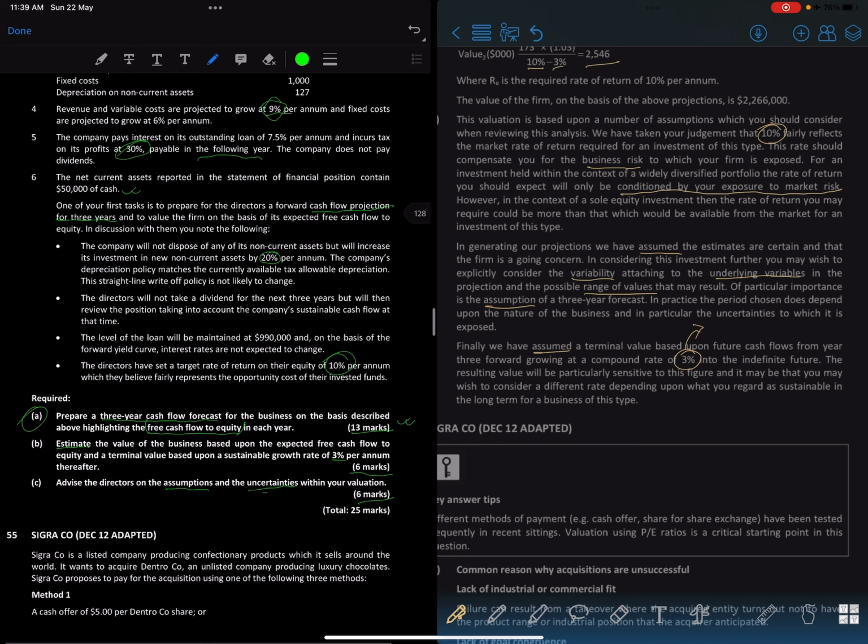And it's always good to write this in exams as well: variability attaching to the underlying variables, and the possible range of values that may result. Okay, this is always a good generic statement. That's what I like to call it.